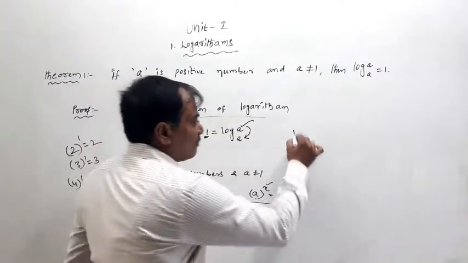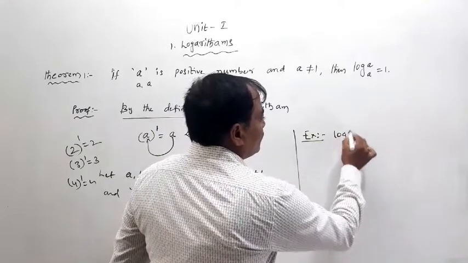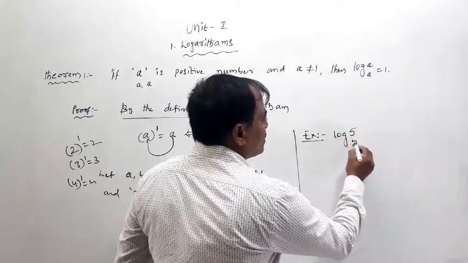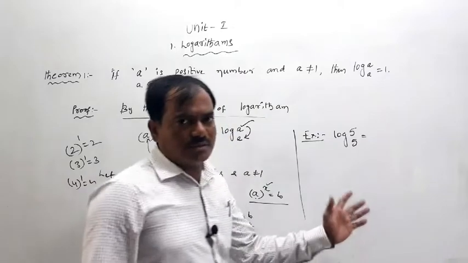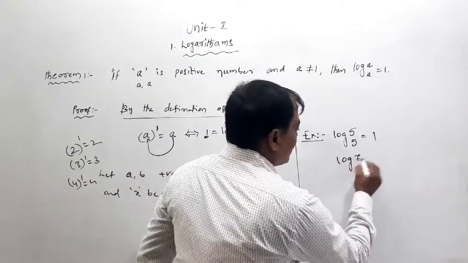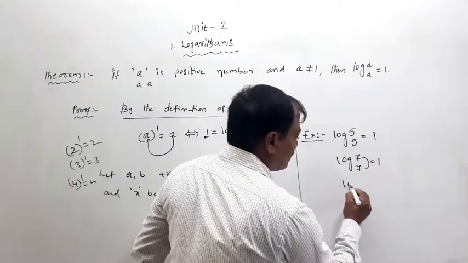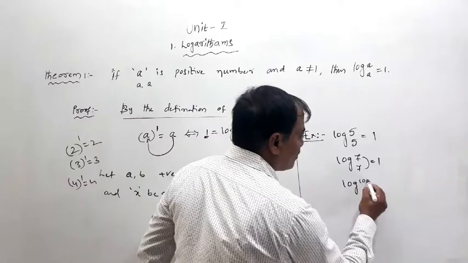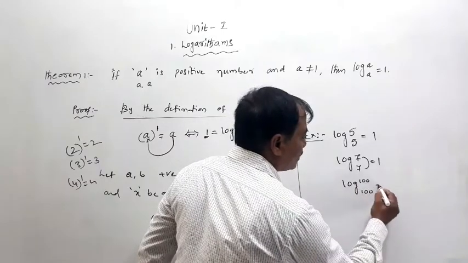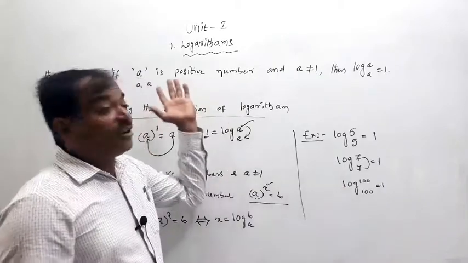We are taking one example here. Logarithm of 5 to the same base 5, what is this value? This is equal to 1. And logarithm of 7 to the same base 7 is equal to 1. Logarithm of 100 to the base 100 is equal to 1. This is the standard property of logarithms.